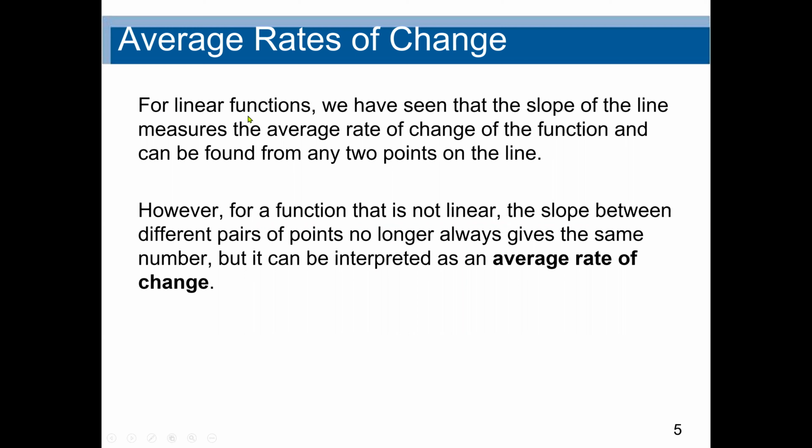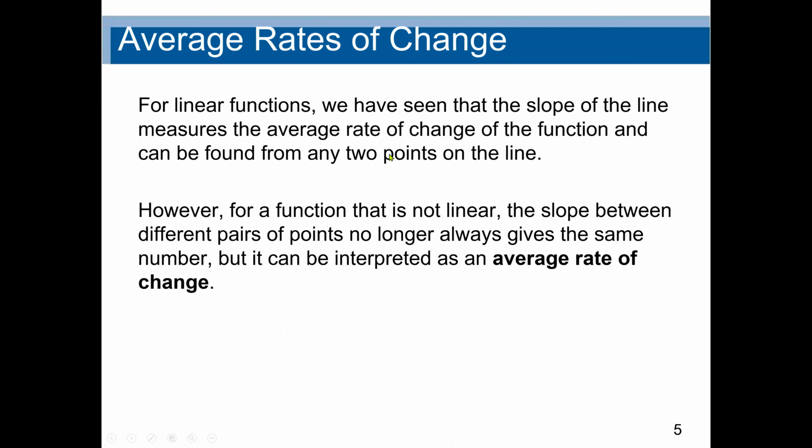And we said here for linear functions, again, average rate of change is constant because all the points will be on a straight line. So just take any 2 points. It doesn't matter the location you take it because it's constant. So we have seen that the slope of a line measures the average rate of change of a function and can be found from any 2 points on the line. But if the function is not linear, the slope between different pairs of points no longer always gives the same number. So this is where the beginning of calculus starts.